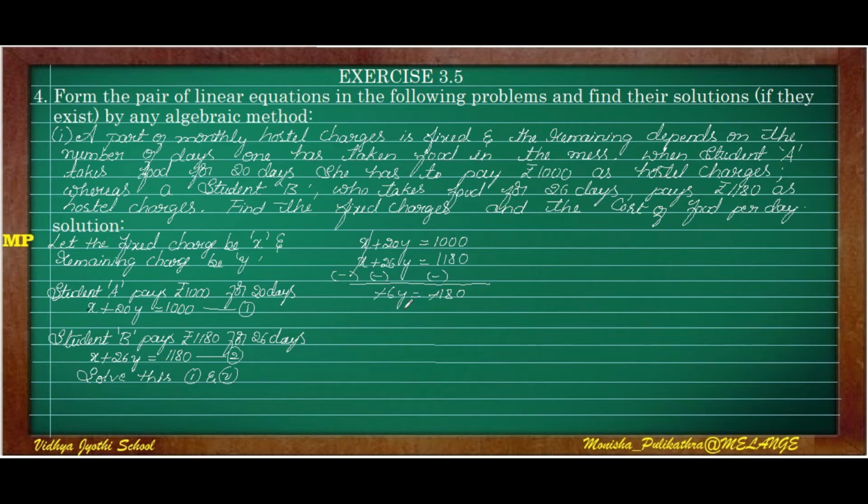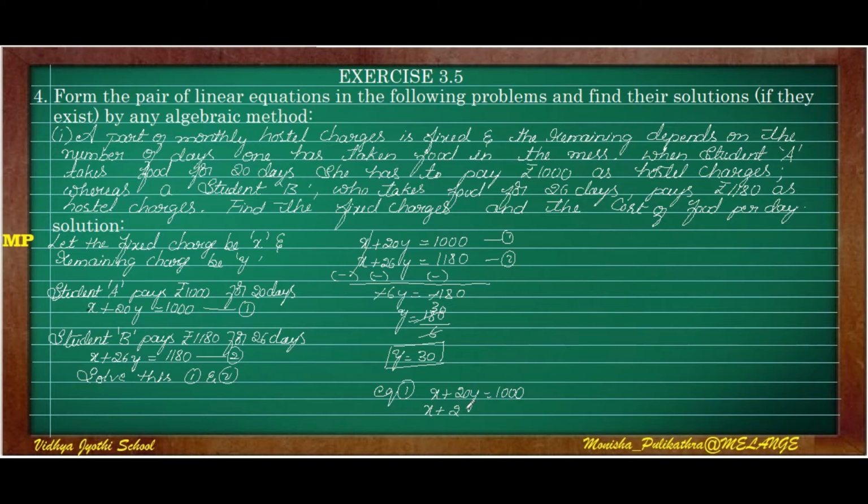So here minus minus gets cancelled. y is equal to 180 by 6. So that is 30. So y is equal to 30 is the charge of food in the mess. Okay. So substitute this in equation 1. So this can be equation 1 and this can be equation 2. So equation 1 is x plus 20y is equal to 1000.